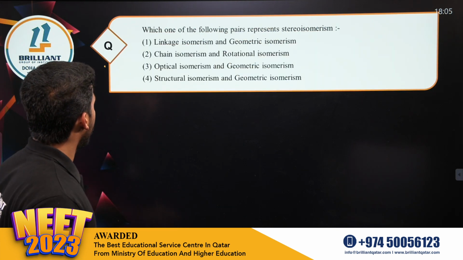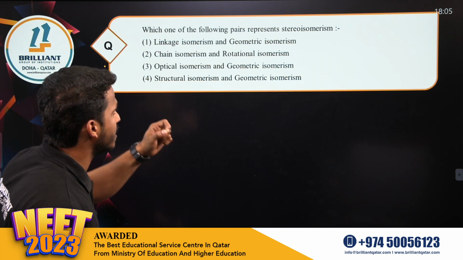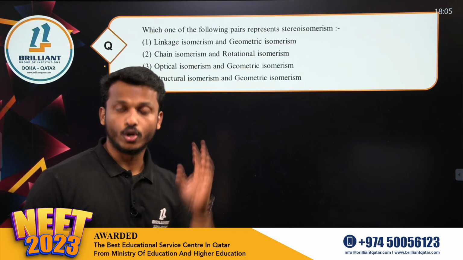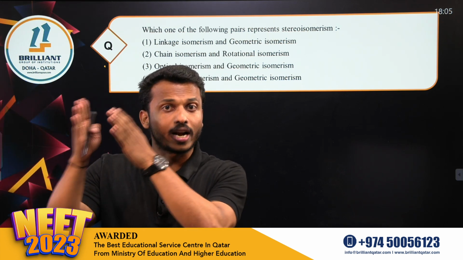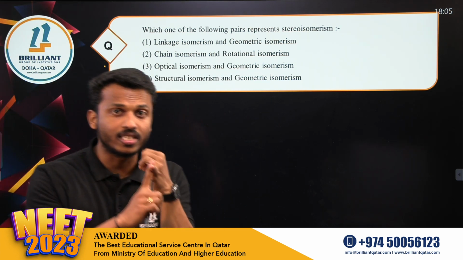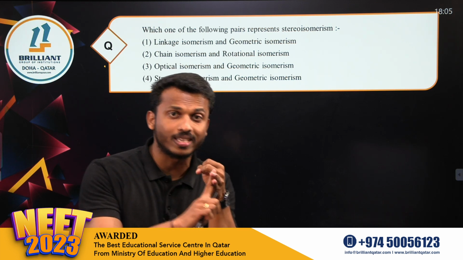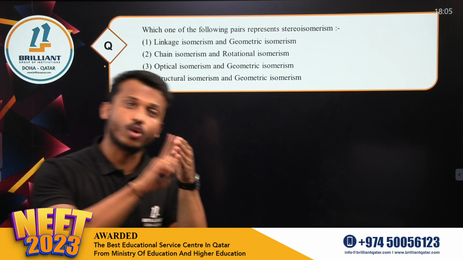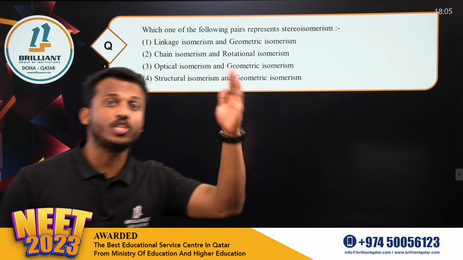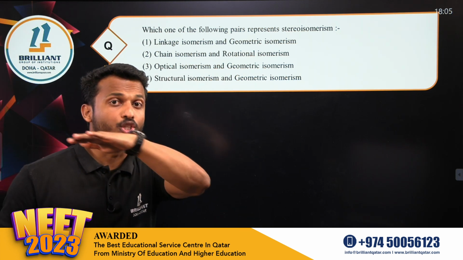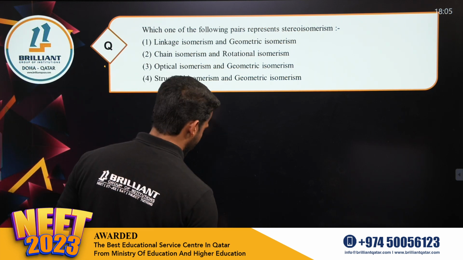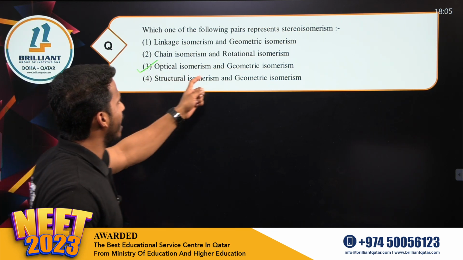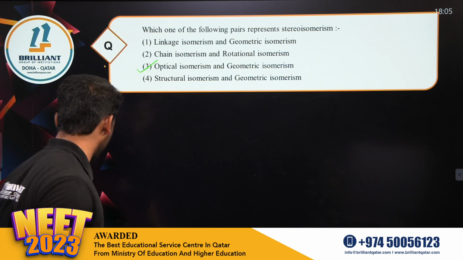Question number 4. Which one of the following pairs represents stereoisomerism? There are two types of isomerism, structural and stereo. In structural isomerism, we studied ionization isomerism, linkage isomerism, hydration isomerism, and coordination isomerism. Which are stereoisomers? Geometrical and optical isomerism. So option 3 is the correct answer, right? Option 3, optical and geometrical are the stereoisomerism.